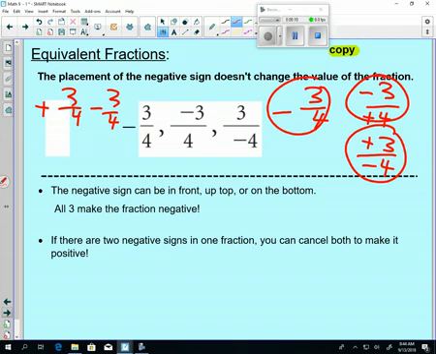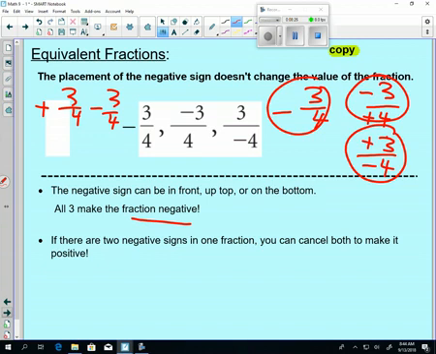Okay, so you can either put the negative on the outside for the whole term, where it means that the top is negative and the bottom is positive, or the top is positive and the bottom is negative. All make the fraction negative.